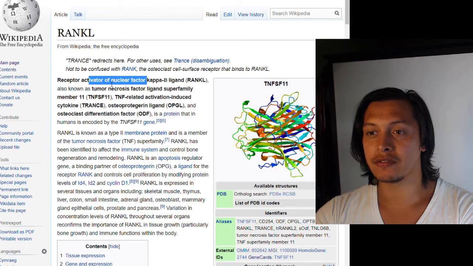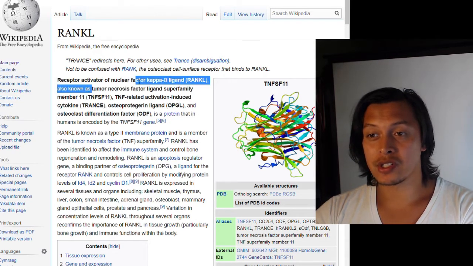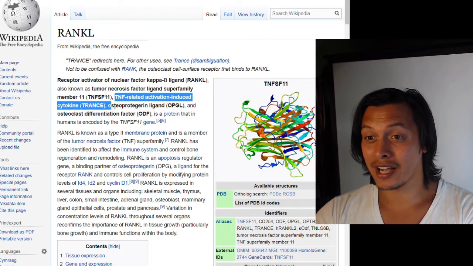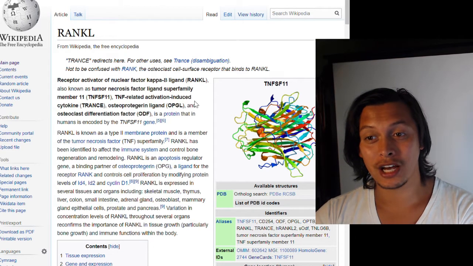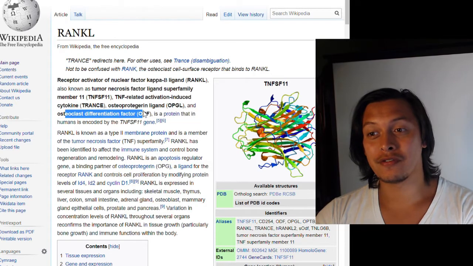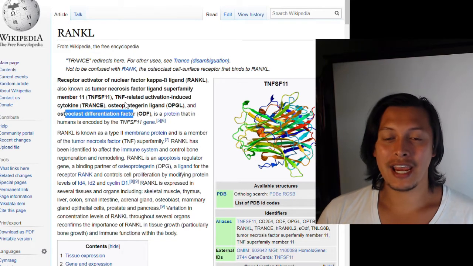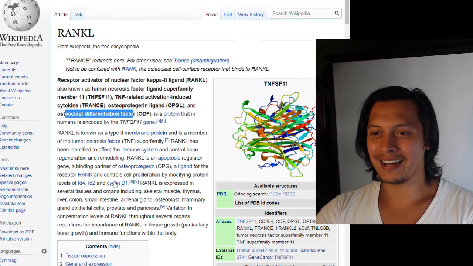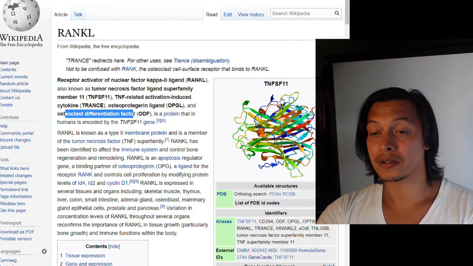receptor activator of nuclear factor kappa B ligand, also known as RANKL. This is also known as tumor necrosis factor ligand superfamily member 11, or TNF-related activation-induced cytokine, also known as TRANCE, also known as osteoprotegerin ligand, or OPGL, and also known as osteoclast differentiation factor, ODF. So here we have 8 names. I'm being a little hyperbolic, but here we have 8 freaking names for the same freaking protein. It's absolutely ridiculous biology. Just get your crap together.